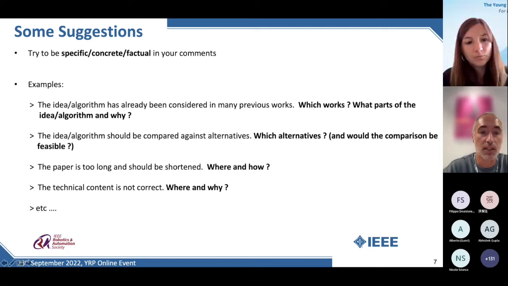The paper is too long and should be shortened. Yes, but where and how? It's easy to say the paper is too long. You should also say, you could shorten it here, by removing this section, by rearranging this part. Otherwise, it is a too generic comment. The technical content is not correct. Yes, where and why? And so on.